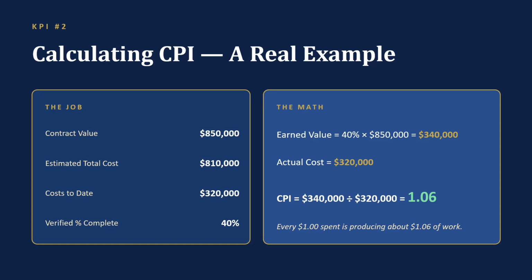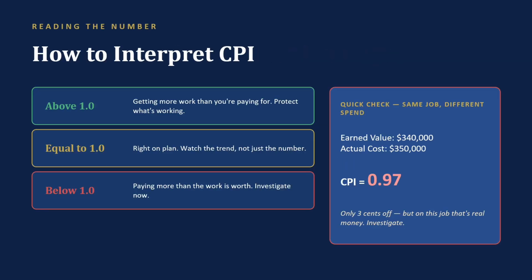Here's what that means in plain English. Every dollar this job spends is producing about $1.06 of work. That's strong, realistic performance for a construction project. The crew is efficient, the estimate is holding, and the margin is protected. You won't often see a CPI of 1.3 or 1.4 on a real job, and if you do, check the data before you celebrate. 1.06, that's a job doing exactly what it should.